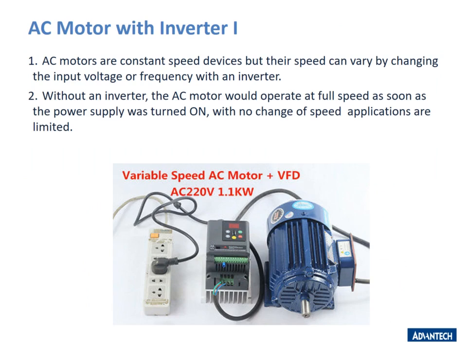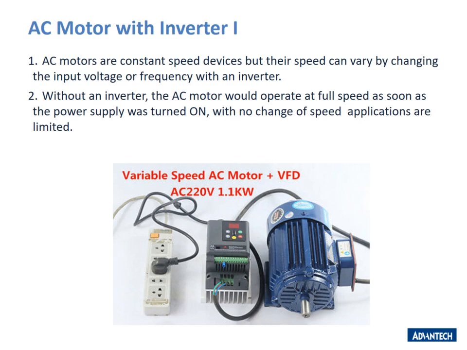Combination of AC motor with inverter. Homes, office buildings, and factories are supplied with AC electricity at various frequencies and voltages such as 50 Hz and 60 Hz. But AC motors are constant speed devices. So, how can we modify the motor's speed according to our applications? In the electrical field, we can take advantage of the inverter.